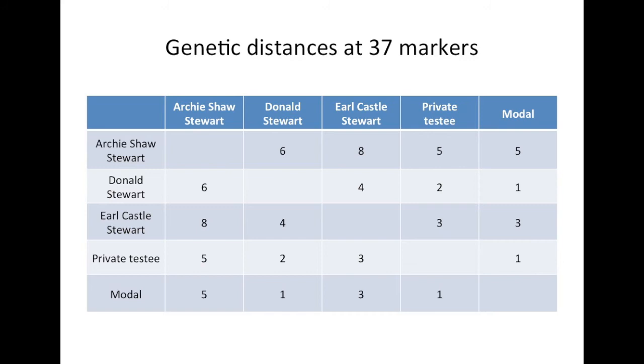Now, subsequent SNP testing, along with the documentary evidence, has showed that Archie did share a common ancestor with Earl Castle Stewart and the private testee around 19 to 20 generations ago. But looking purely at the STR results, these would have suggested that that closeness of relationship was pretty unlikely.